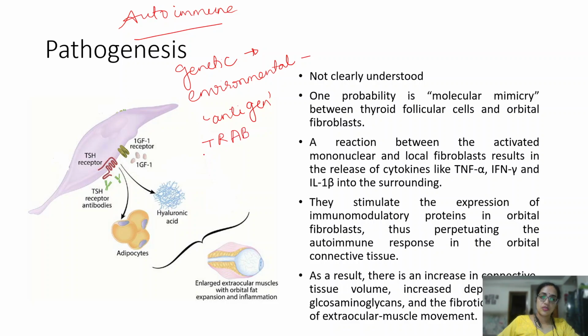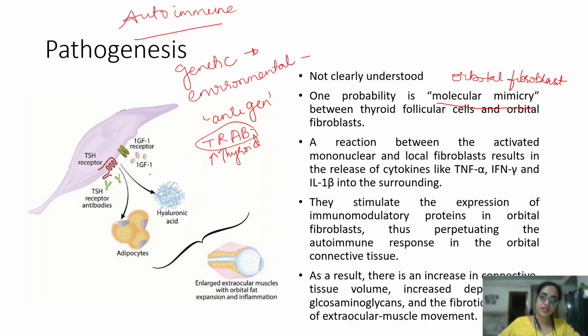Okay, so these antibodies recognize follicular cells on the thyroid, causing increased production of thyroid hormones, and they also think that the fibroblasts have the same receptors as the thyroid. So this is known as molecular mimicry. So the orbital fibroblasts also express receptors which are attracted by the thyroid antibodies.